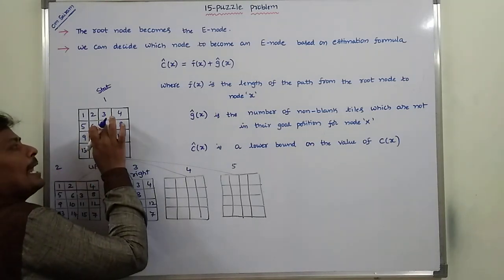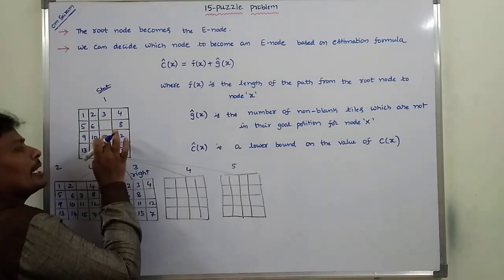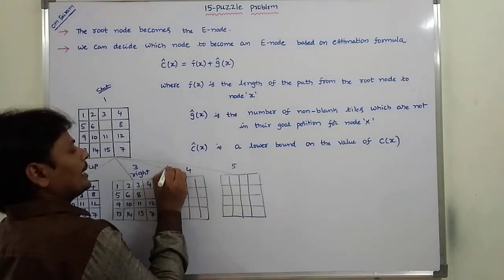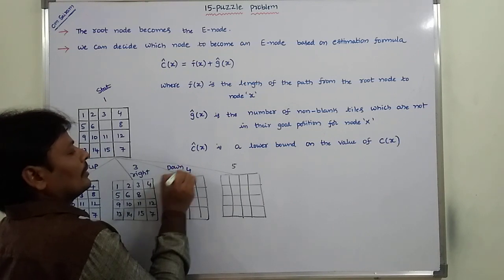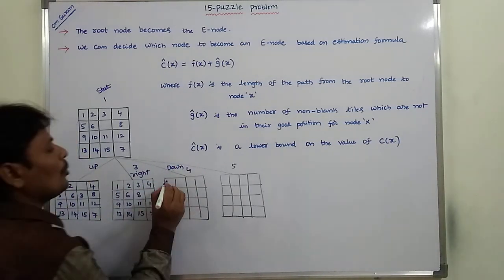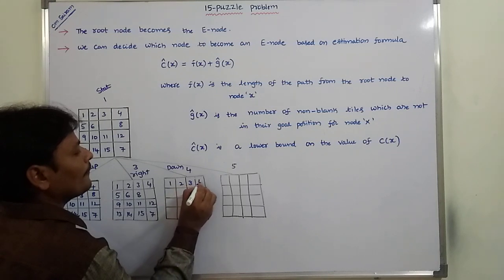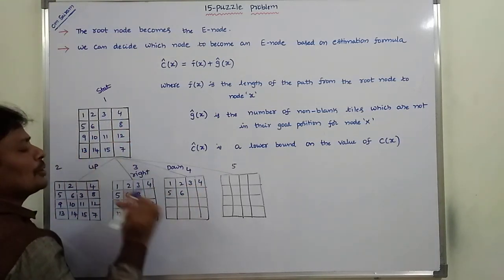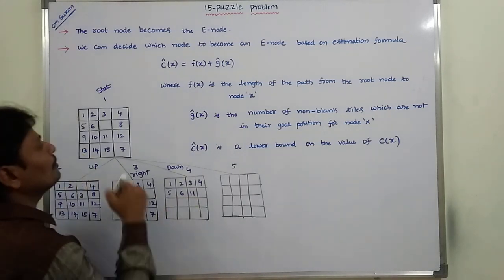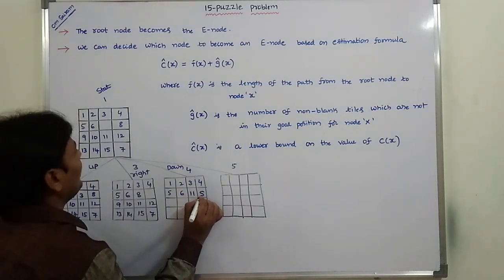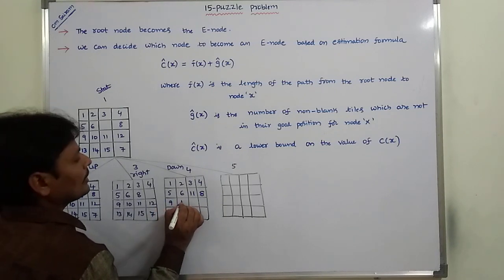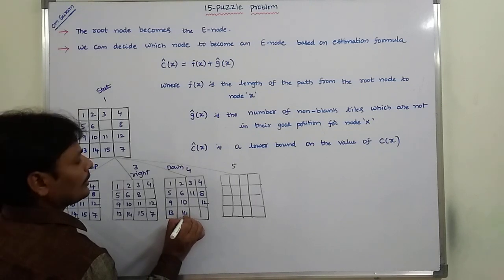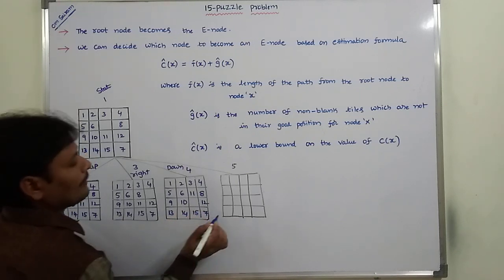Okay. This empty tile can be moved to down direction. 11 can be moved to up direction. So that is, this is down direction. Okay. So now 1, 2, 3, 4, 5, 6. The empty tile can be moved to this position. The 11th tile can be moved to up direction. 8, so 9, 10, empty tile, 12, 13, 14, 15, 7.